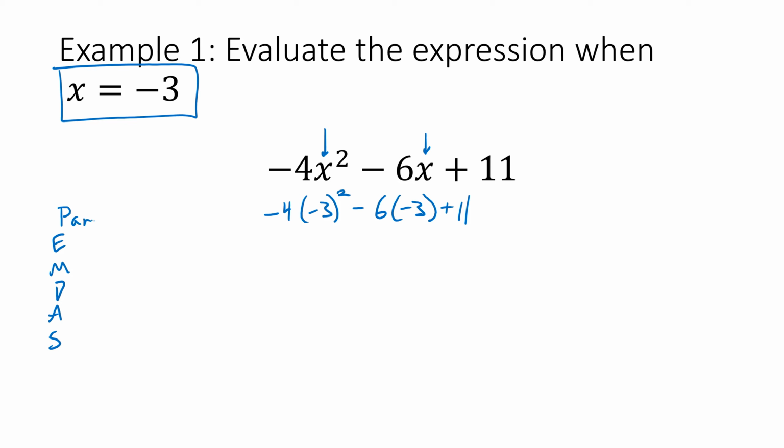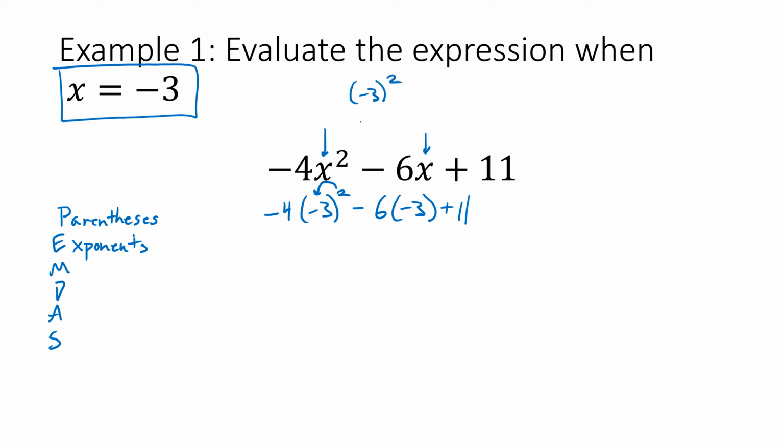So first I need to see, are there any parentheses that need to be resolved? Well, clearly I do have parentheses in this problem, here and here, but is there anything inside them that needs to be done? No, I just have -3s in there. There are no operations that need to be done. However, the E, exponent, I have some exponents, right? I have (-3) squared. Now here's why it's important that I put that -3 in parentheses.